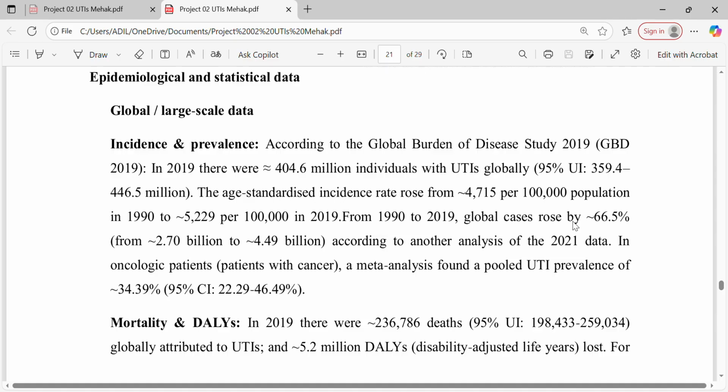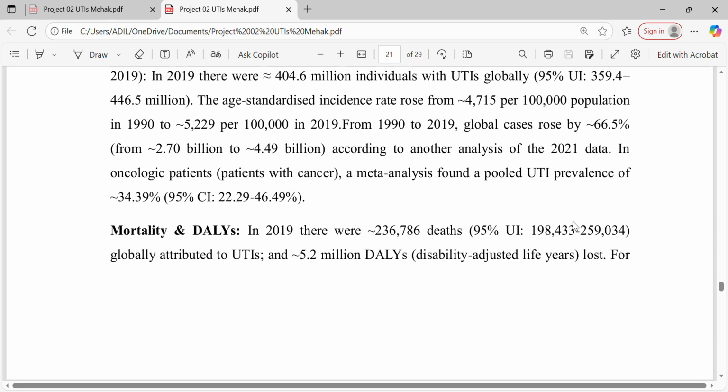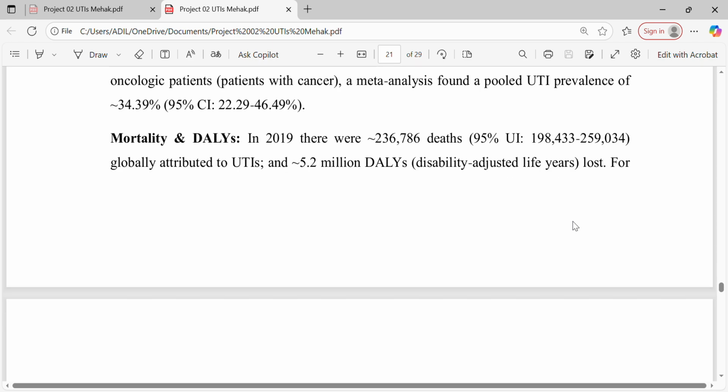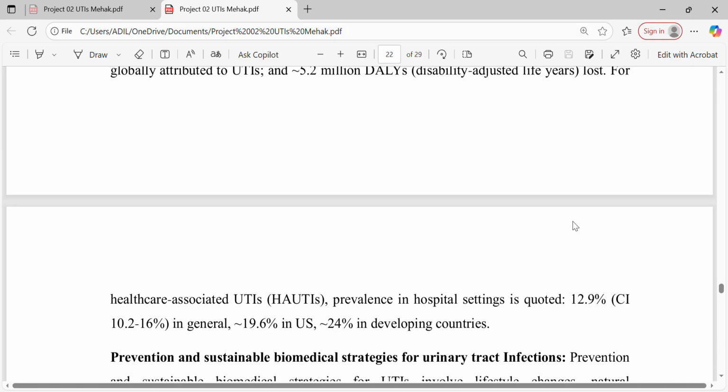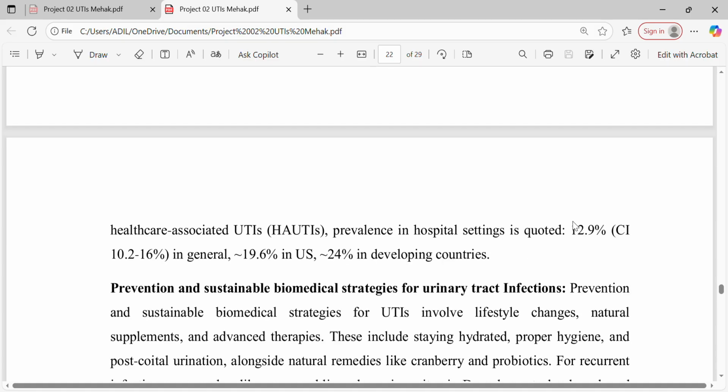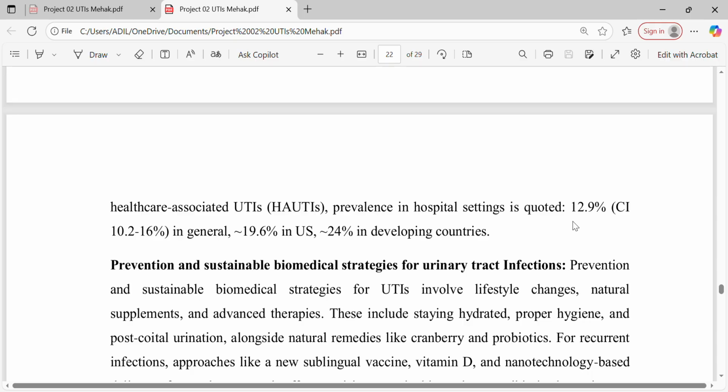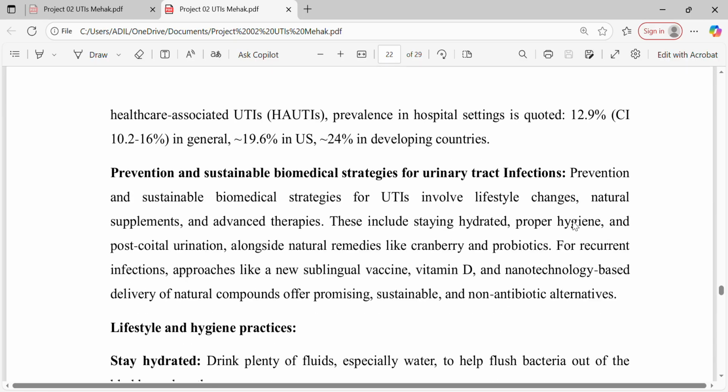In oncologic patients with cancer, a meta-analysis found a pooled UTI prevalence of 34.39%. Mortality and DALYs: in 2019, there were 236,786 deaths globally attributed to UTIs and 5.2 million DALYs, disability-adjusted life years lost. For healthcare-associated UTIs, prevalence in hospital settings is quoted at 12.9% (CI 10.2 to 16%) in general, 19.6% in the US, 24% in developing countries. Prevention and sustainable biomedical strategies for urinary tract infections.